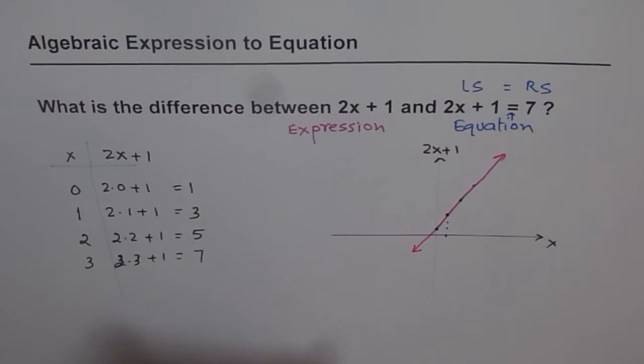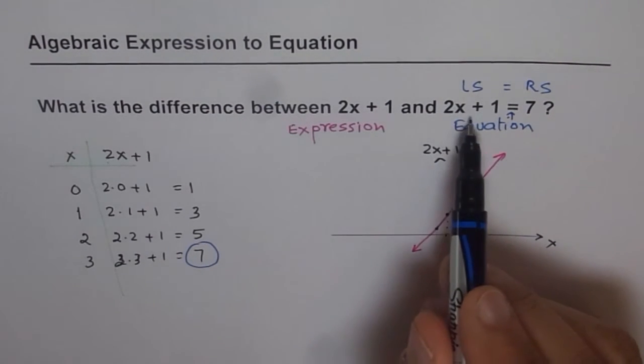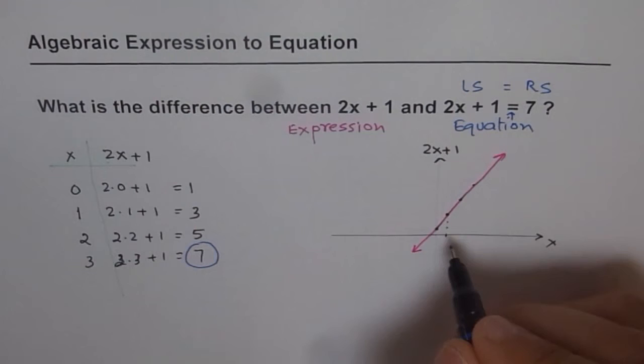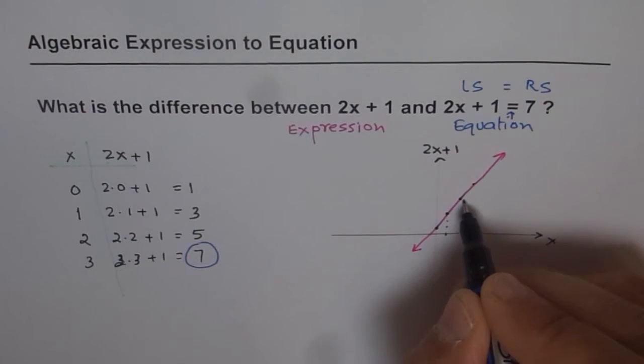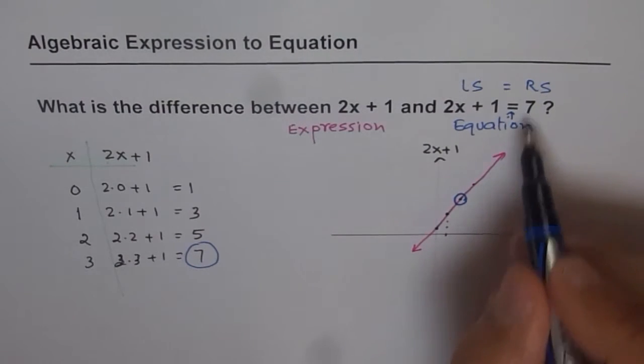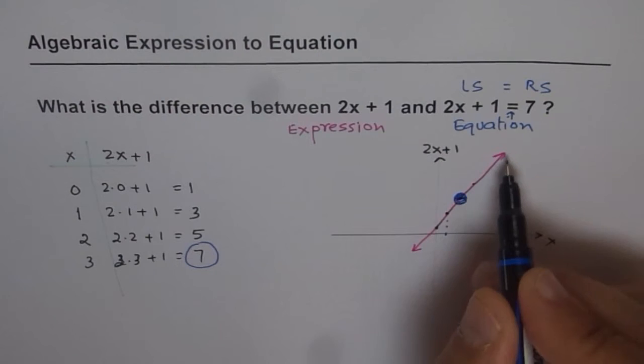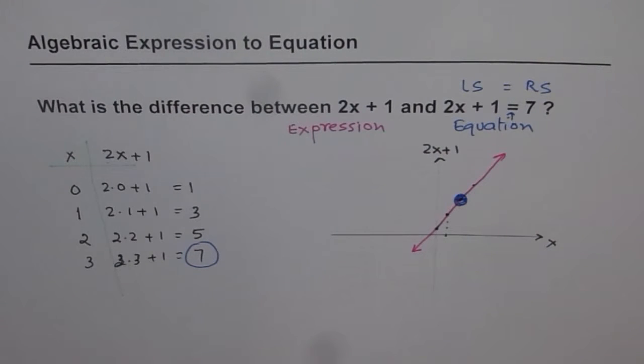Now what is that value? Well, that is here, right there. So if x is 3, then we get 7 for 2x plus 1. So that means when x is 3, it is 7, so this is this value. So 2x plus 1 equals 7 actually is this point, on this line. Do you understand? So that is what I want to show you as a difference between an expression and an equation. I hope you appreciate the point.